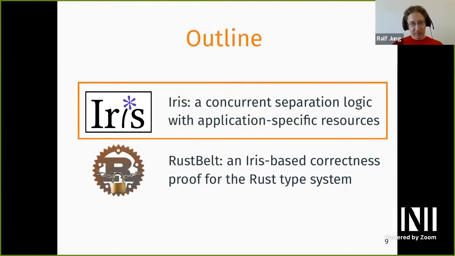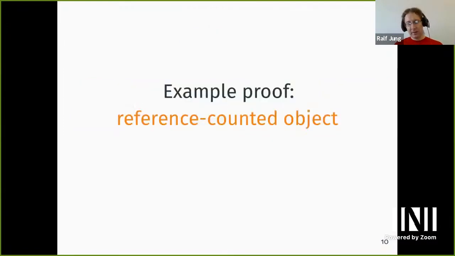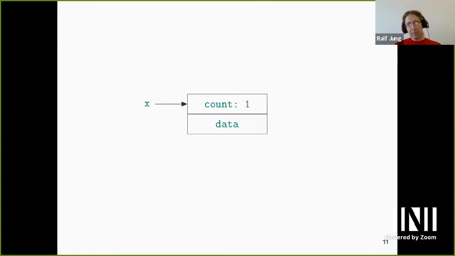So let's get started with the Iris part of the talk. In this part, the idea is that I will have a simple, rather toy example to demonstrate how to use Iris. And that example will be that of a greatly simplified reference-counted object. So what is a reference-counted object? Well, the basic idea is we have some buffer on the heap that stores the data we care about. And then we also have a counter somewhere that tracks how many pointers currently exist to that data.